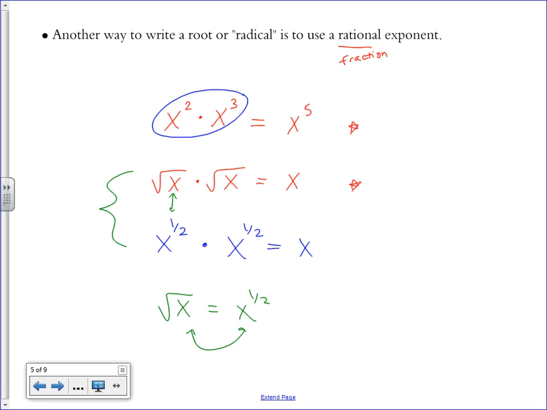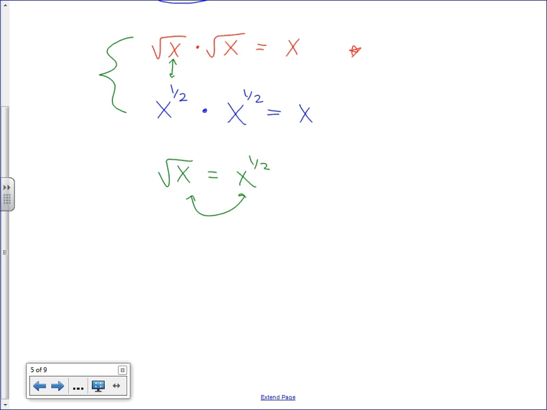Square root of x is the same as x to the 1/2 power. So you can write a root, like the note says at the top, using a rational exponent, right? You can write a square root using the exponent 1/2. So what about other kinds of roots?